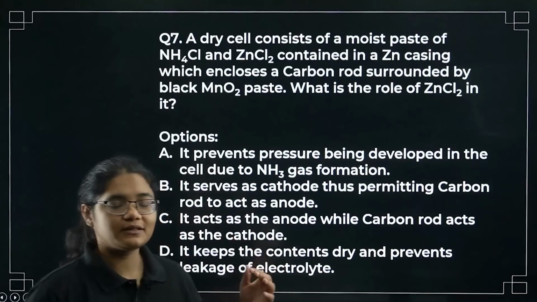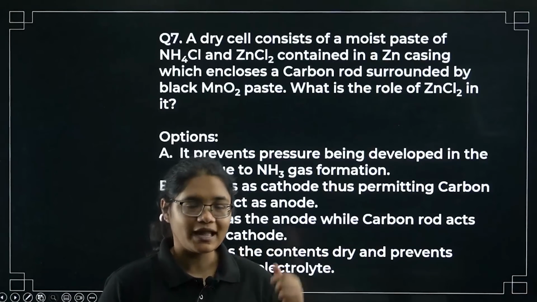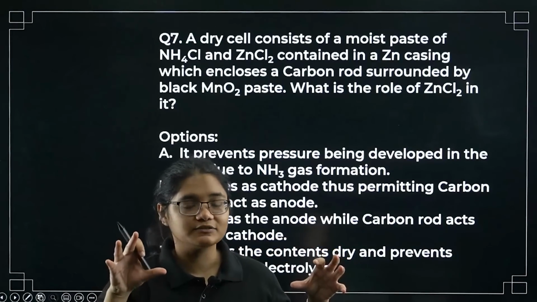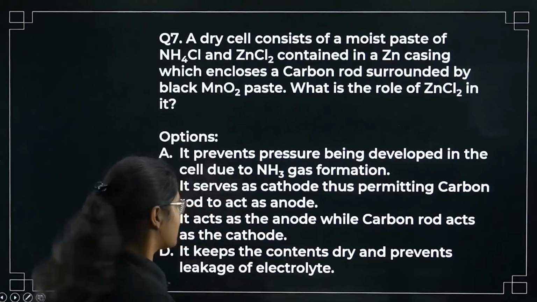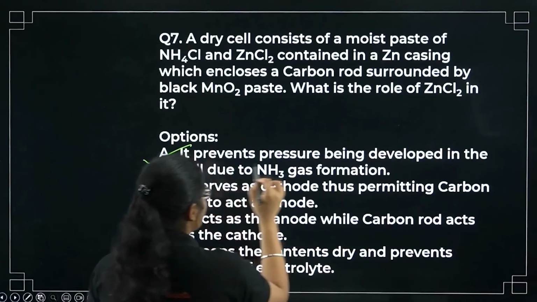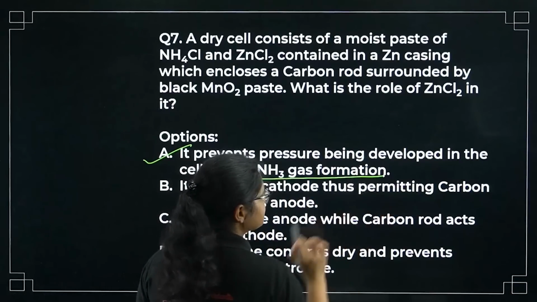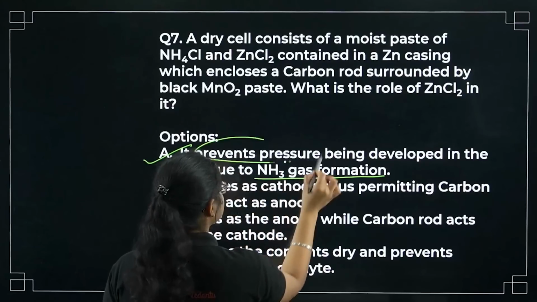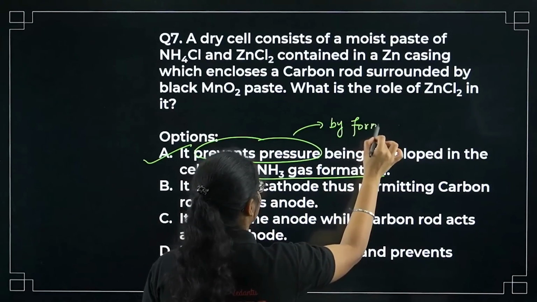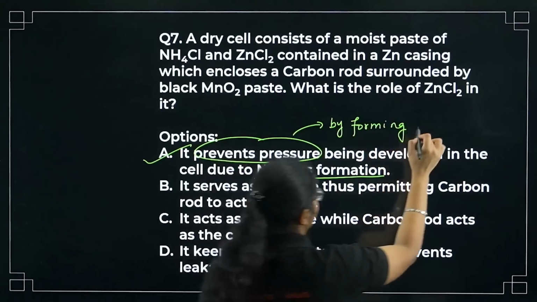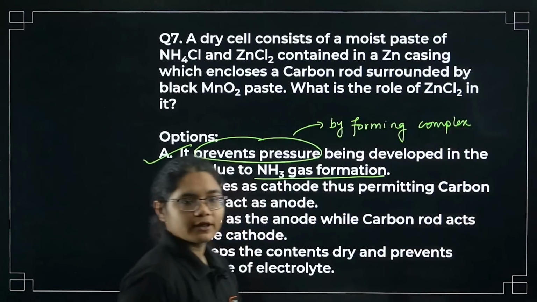So if you have remembered the dry cell reaction, the byproduct is ammonia gas, okay, and zinc forms a complex with ammonia so that the ammonia cannot create a pressure there, okay. So the correct answer here is option number A. It prevents the pressure being developed in the cell due to the NH3 gas formation. And how does it prevent the pressure? By forming a complex. Zinc forms a complex with ammonia, okay.